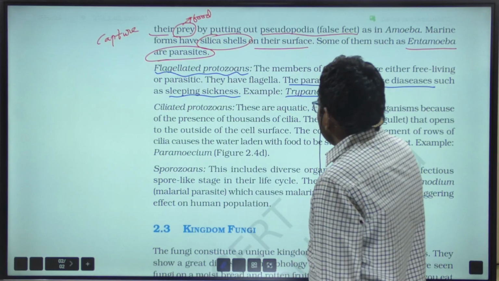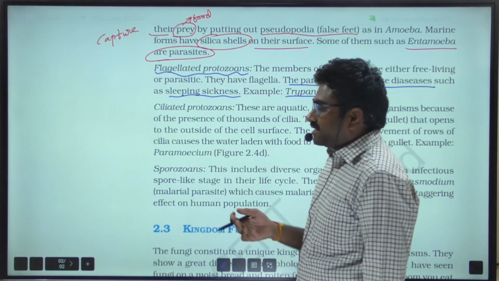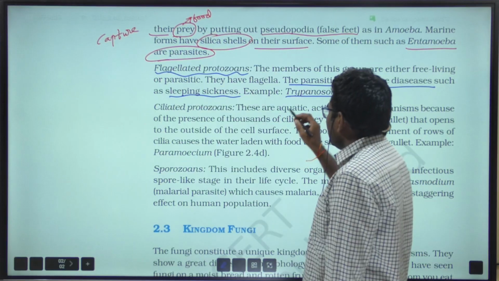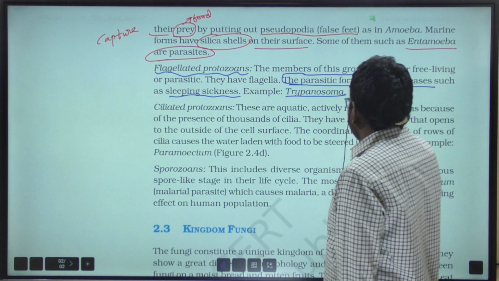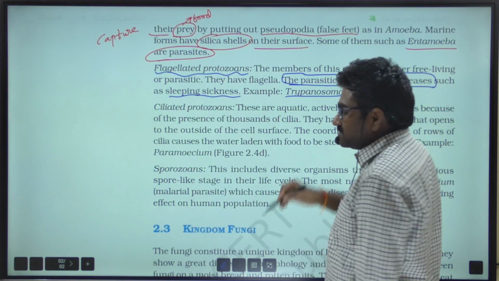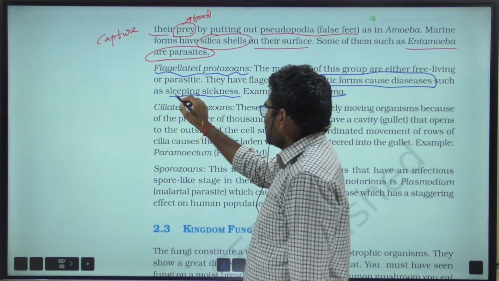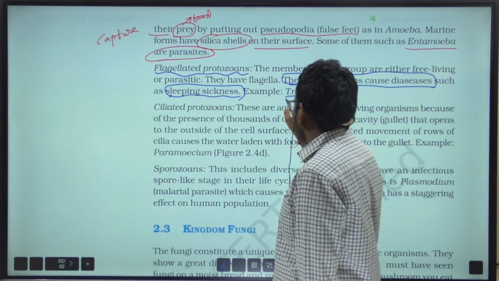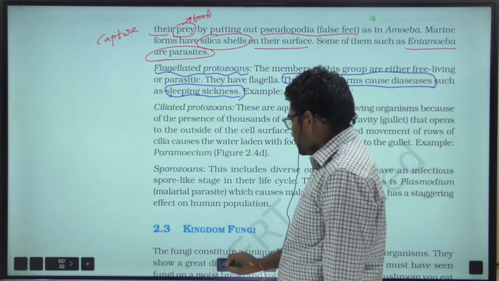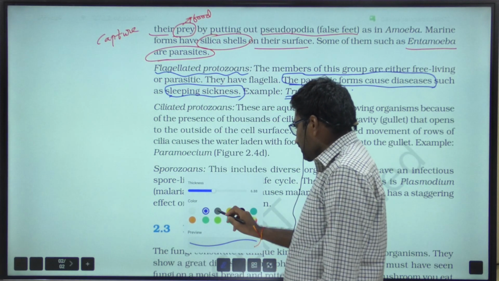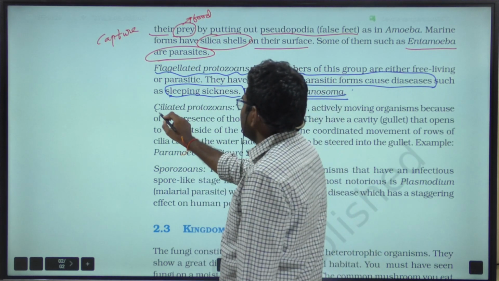So the members of this group are either free living or parasitic, and they have flagella. The most important thing is that a parasitic form can cause diseases. The disease name is sleeping sickness. Example, Trypanosoma. Right. Next, ciliated protozoans.